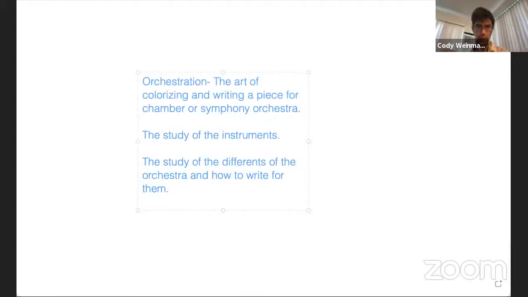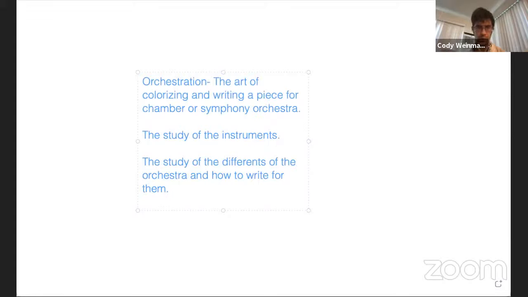Okay. So orchestration. Let's go ahead and get rid of the definition and move to the next window here. And here we go.